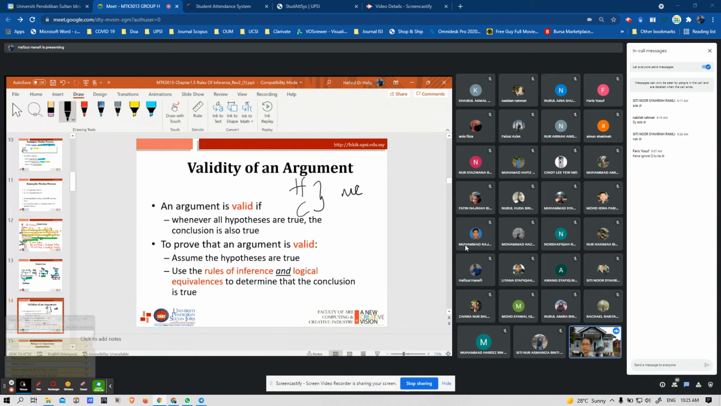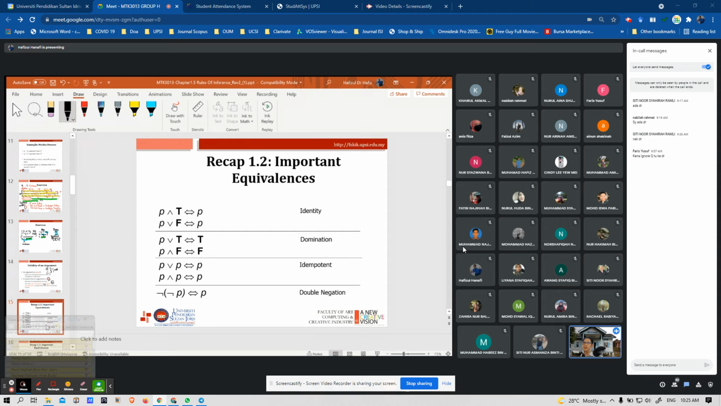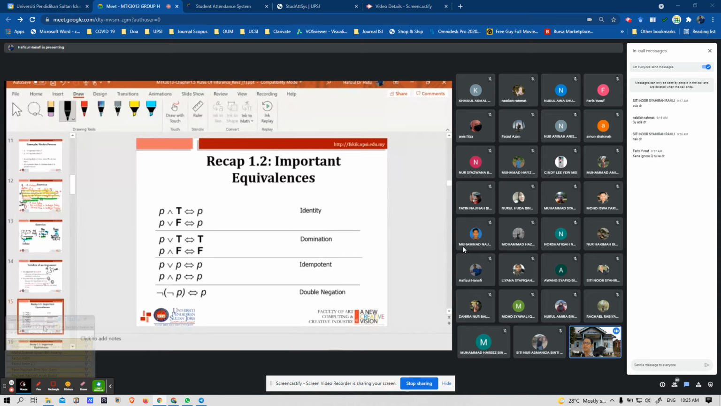Okay, to prove the argument is valid, assume the hypotheses are true. Number one, we use the rules of inference and logical equivalences to determine the conclusion is true. Okay, this one we looked at last week. Recap chapter 1.2. Last week we had identity, domination, idempotent, double negation.